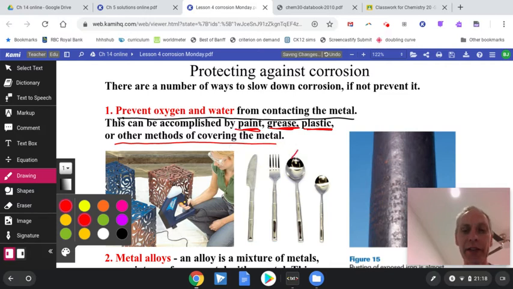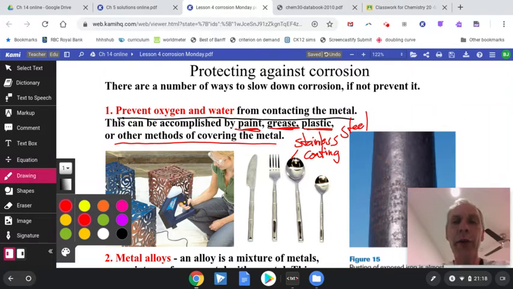Cutlery has a stainless steel coating, but they're iron in the center. I once bought a set of cutlery from Costco, brought it home, put it in the dishwasher, warm, moist environment. It came out and it was all rusty. And I was like, what? How is this possible? This is a brand new set of cutlery. Like, how can it be rusting?